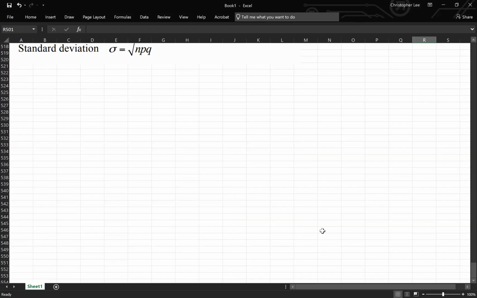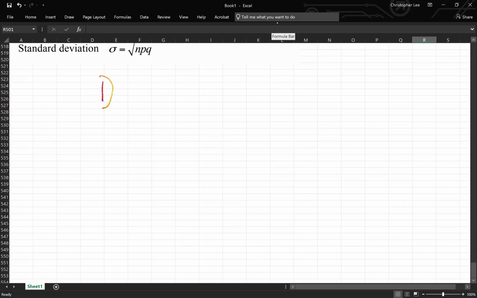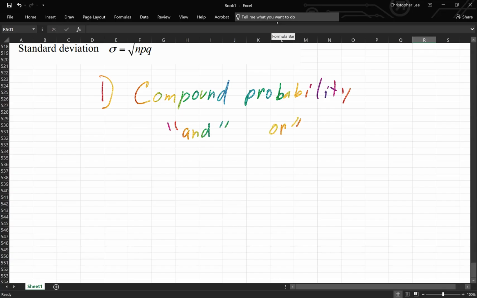All right, but just real quick, what's going to be on the test tomorrow? So the first topic that you have, hold on, I forgot my pen. The rainbow. Okay. It's the same ones. So compound probability, something like that. That's the and and or questions. So that's the first topic.